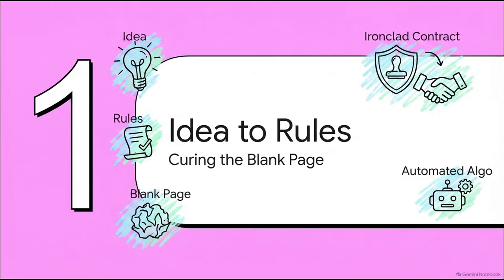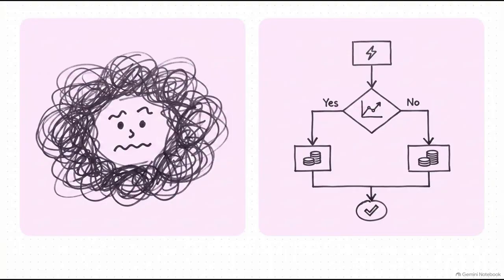First step, Section 1, from idea to rules, curing the blank page problem. The whole secret here is learning that a winning strategy is essentially an ironclad contract, where every single decision has to be answered without any room for interpretation. There is a massive night and day difference between a fluffy concept and the precise specification you need for automation.